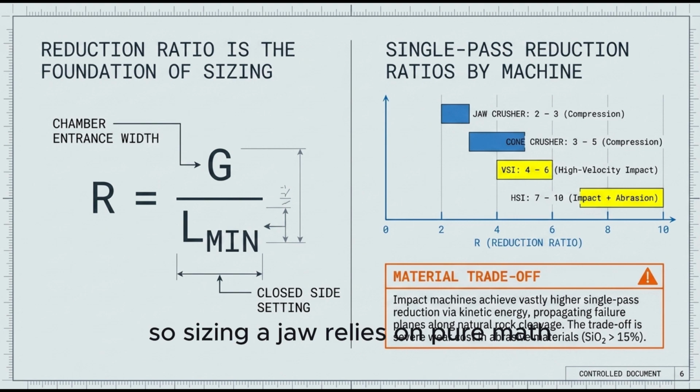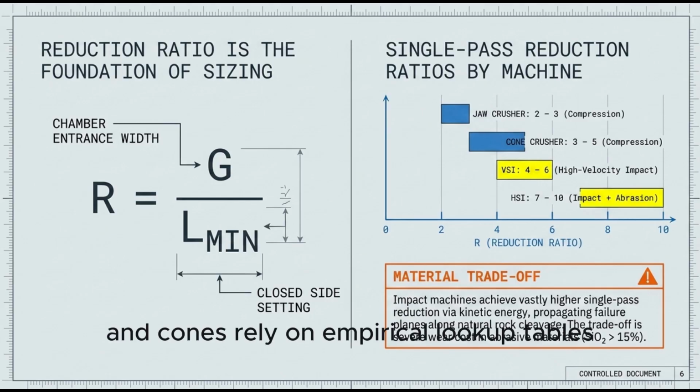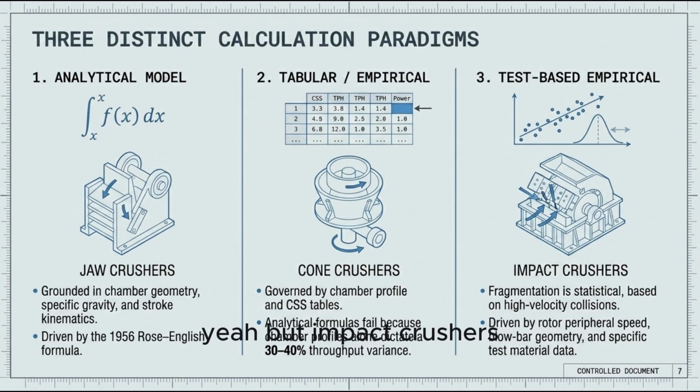So sizing a jaw relies on pure math, like the 1956 Rose English formula, right? And cones rely on empirical lookup tables based on closed side settings. Yeah. But impact crushers, are they essentially just physical crash testing? Pretty much, yeah. You're throwing rocks against anvils, but there is a severe trade-off there. Because of wear and tear.